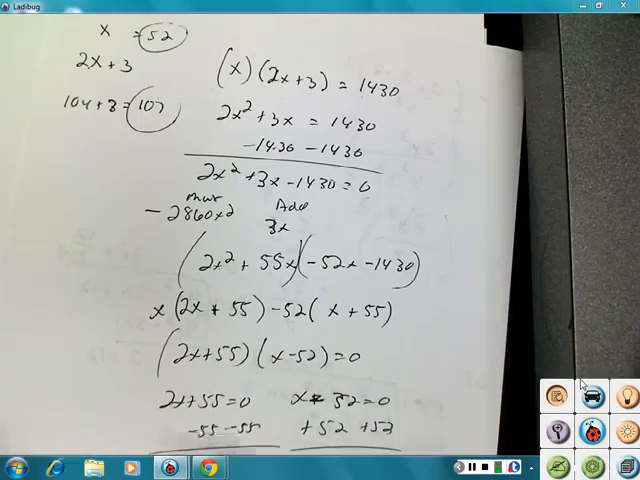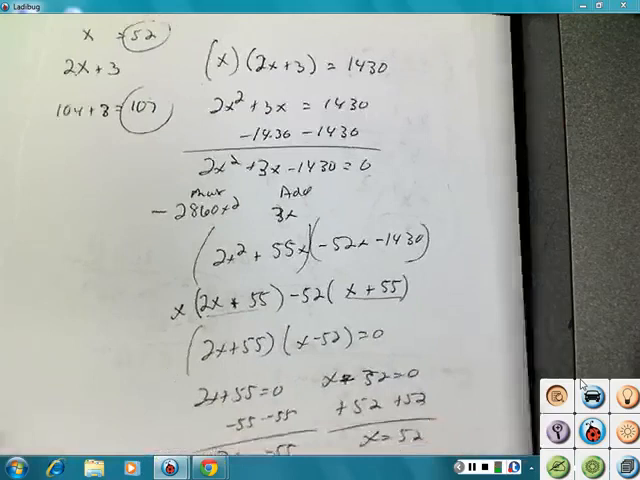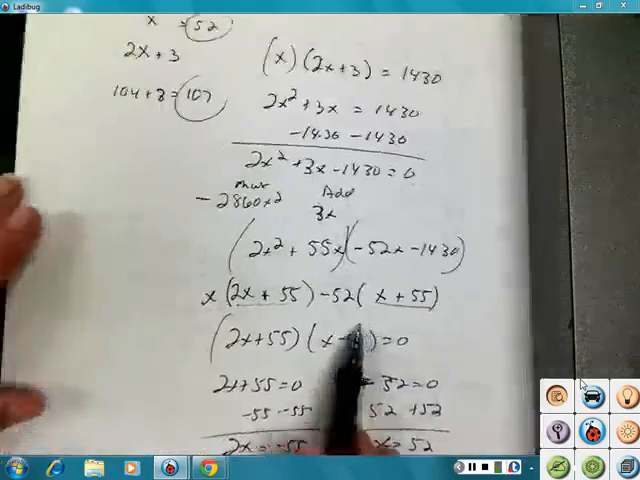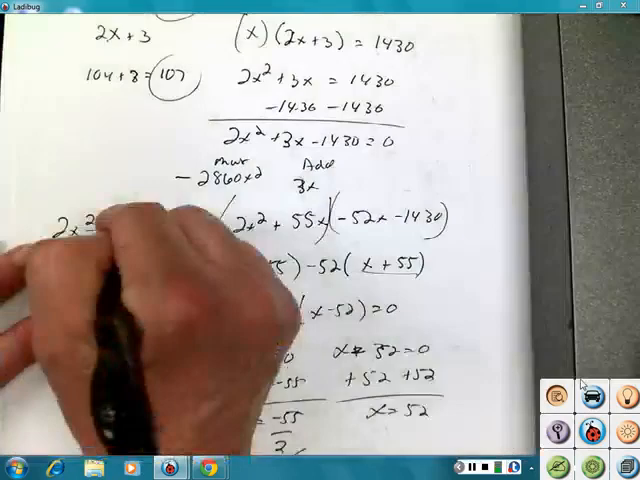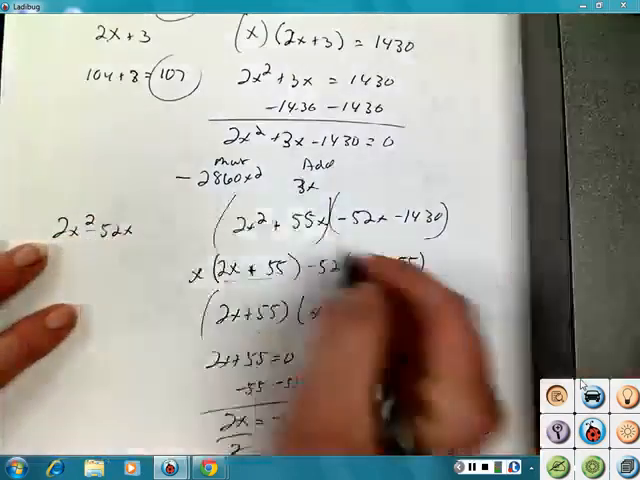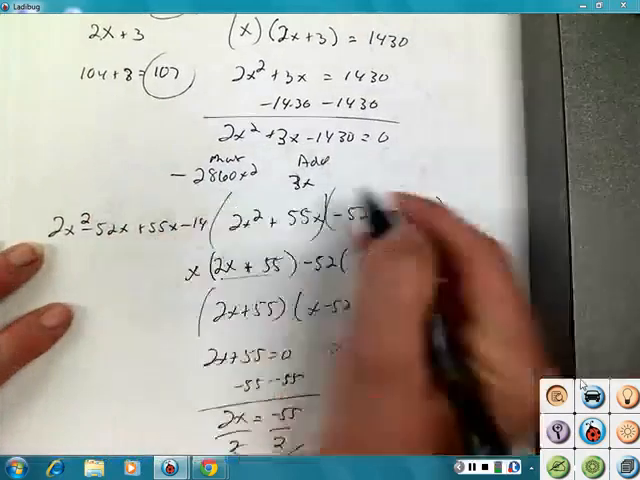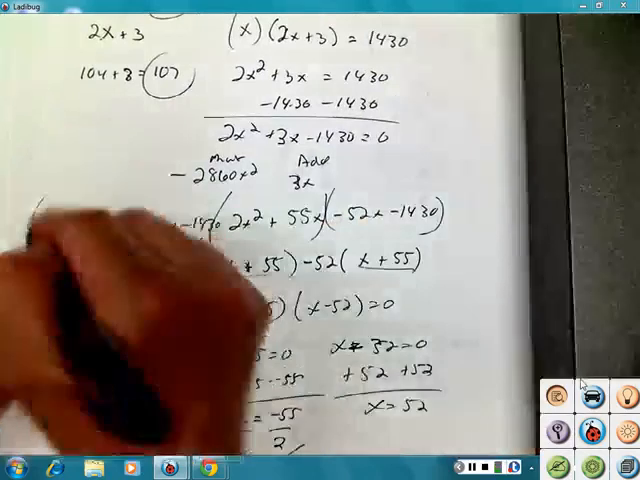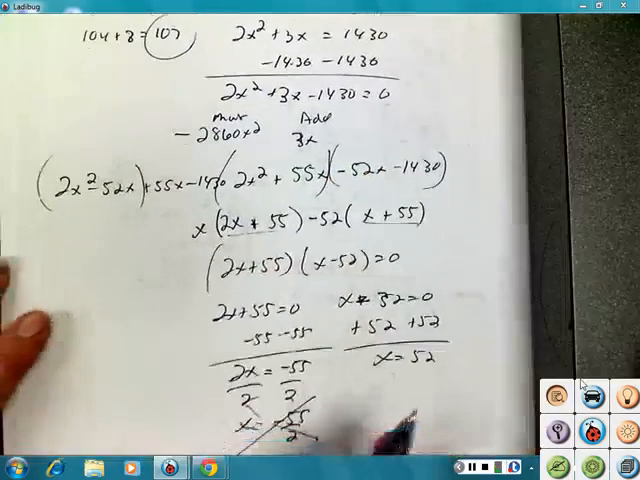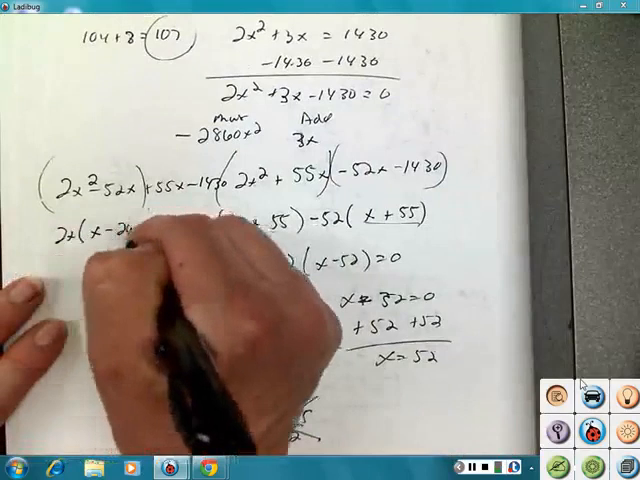Oh, yeah, because these two don't match in here, do they? Oh, because I can't do it that way, can I? Because they don't match. So I got to reverse them. 2x squared minus 52x plus 55x minus 1,430. Yeah, I did that wrong, didn't I? This one, I can take out a 2x. Leaves me with x minus 26.